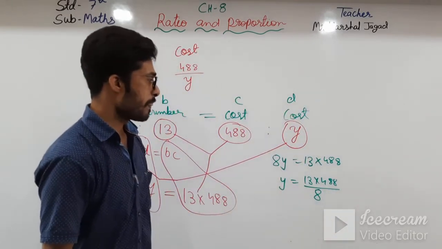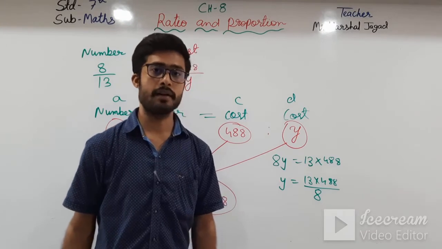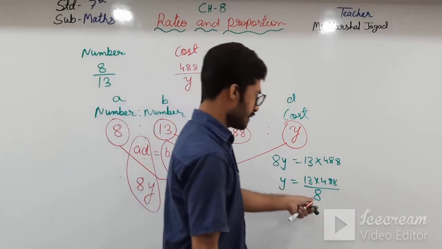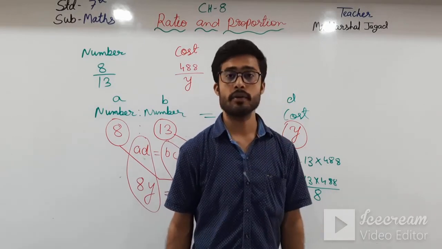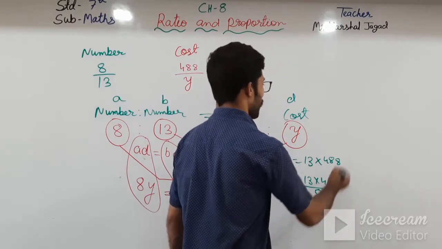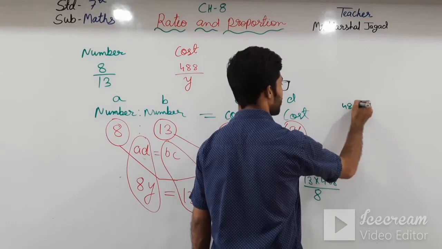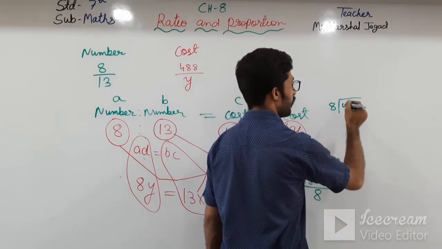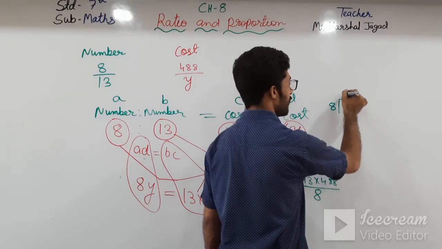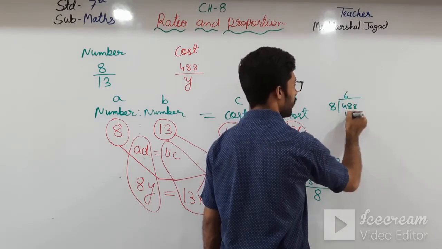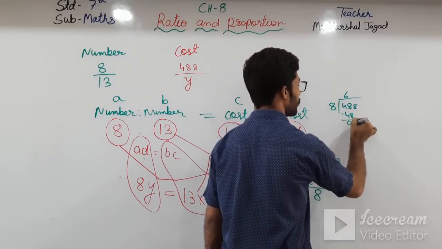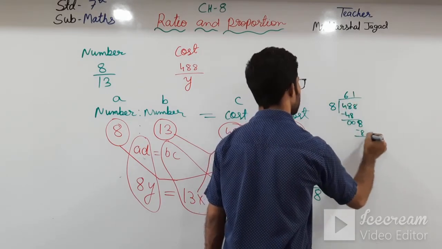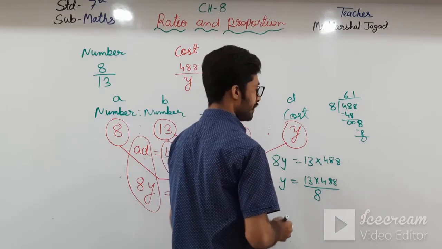Okay students, in the previous standard you have studied: is this number divisible by 8 or not? Then what we have to do: the last 3 digits must be divisible by 8. 8 5s are 40, 8 6s are 48, 0 0. 8 comes here, 8 1s are 8, 0. Yes, this number is divisible by 8.